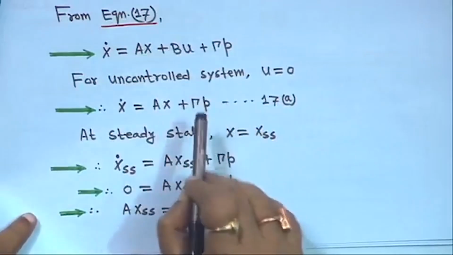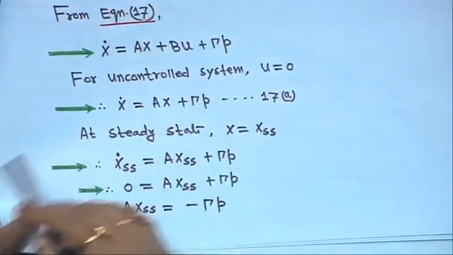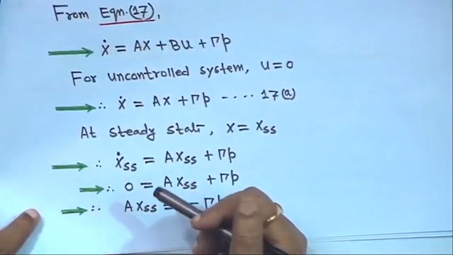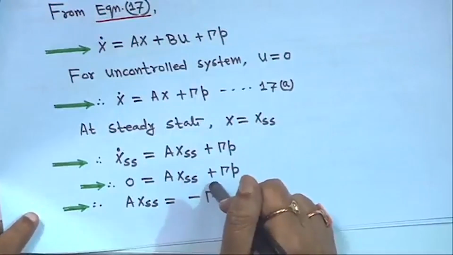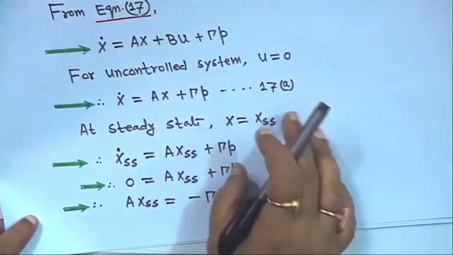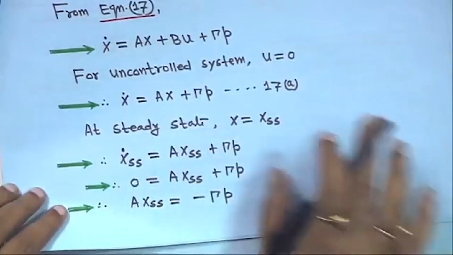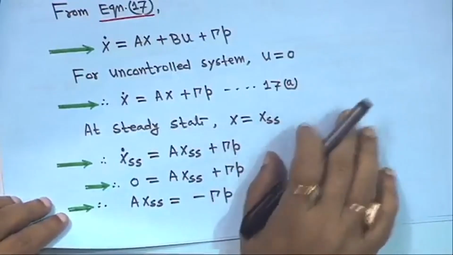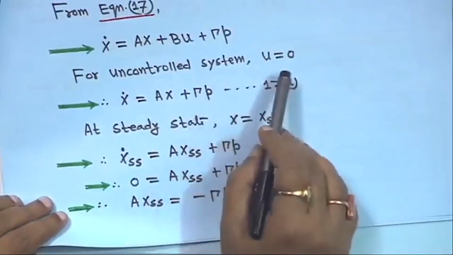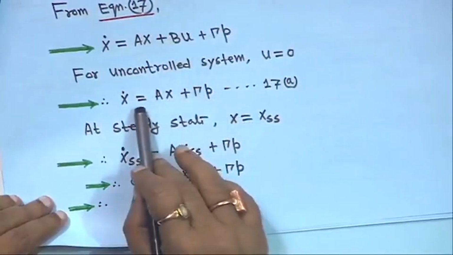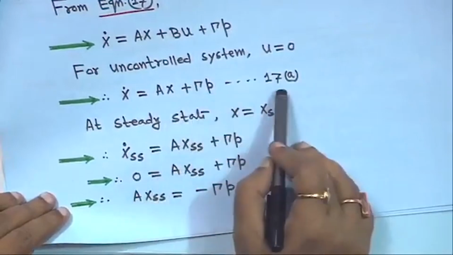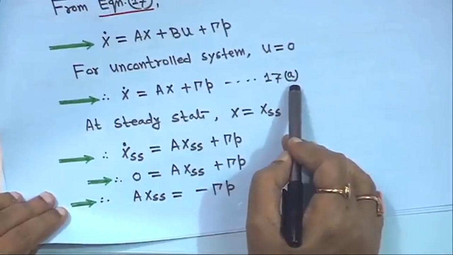So, for the uncontrolled system, I will show how you can obtain this from the equation, because all the parameters are known: Tp, Tt, Tr, everything is known. At the end I will give you those parameters. That means u is equal to 0. If u is equal to 0, this term will not be there. Therefore, x dot is equal to a x plus gamma p. Say this is the equation I have marked as 17a.